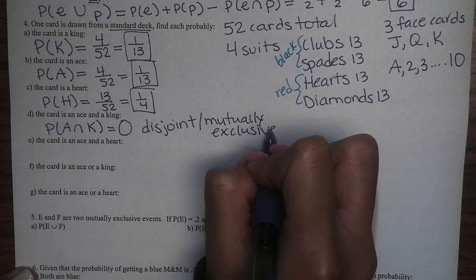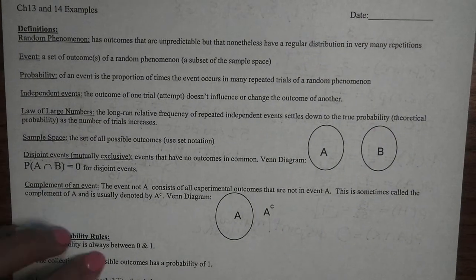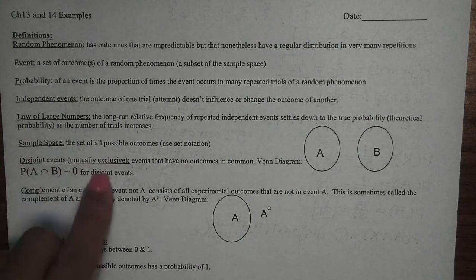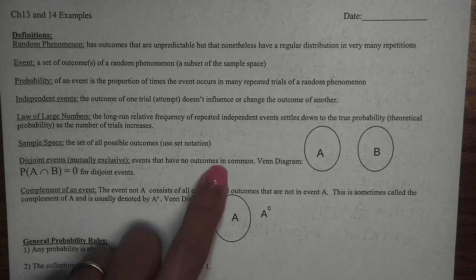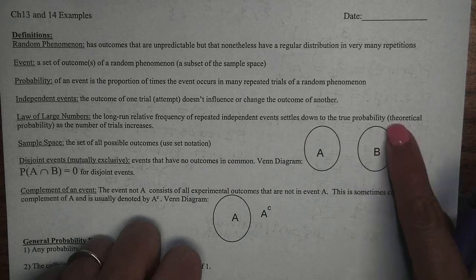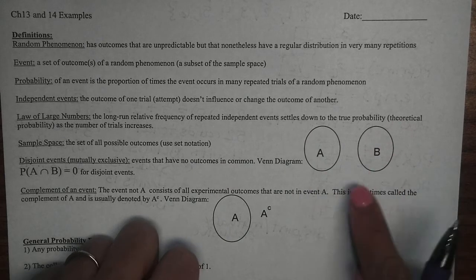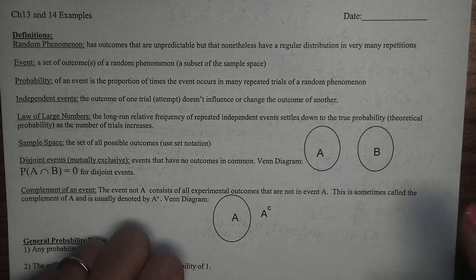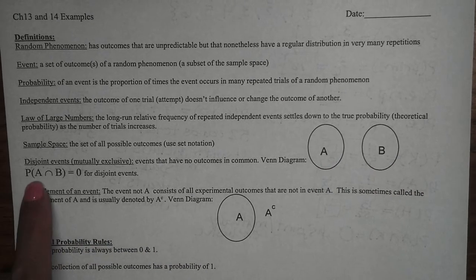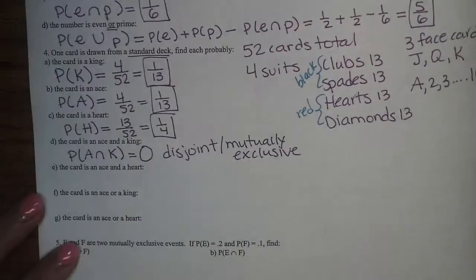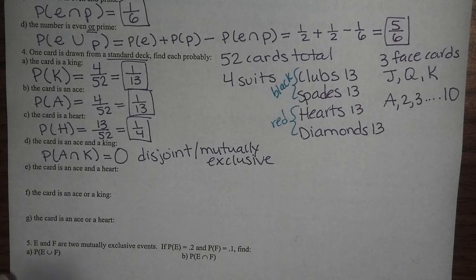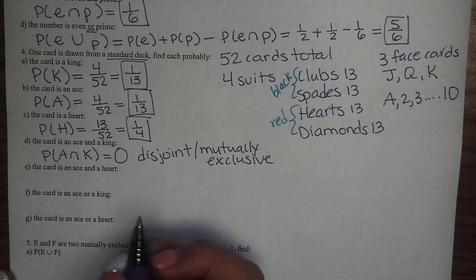Mutually exclusive. So if you look at your definitions, disjoint events and mutually exclusive, those are the same term. It's when events have no outcomes in common. So here are the cards that are aces, and then here are the cards that are kings. They don't intersect, so a card can't be both an ace and a king. So they're called disjoint events. So the probability of A and B would be 0 for disjoint events, and that's the scenario here. If you draw just one card, it's not possible for it to be both an ace and a king.